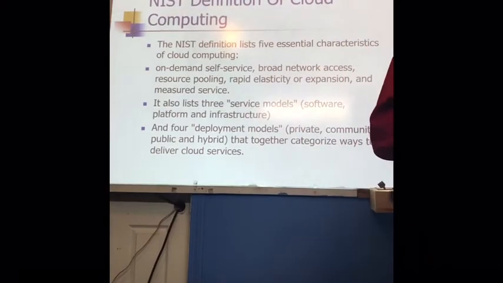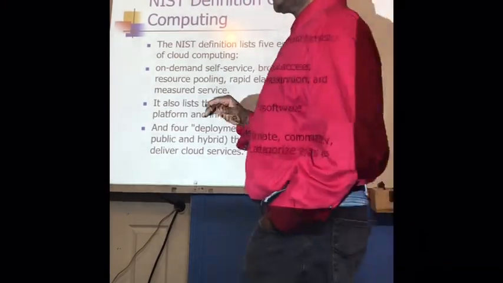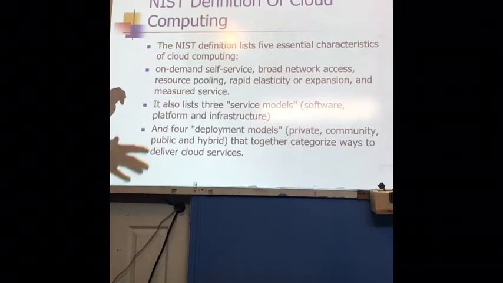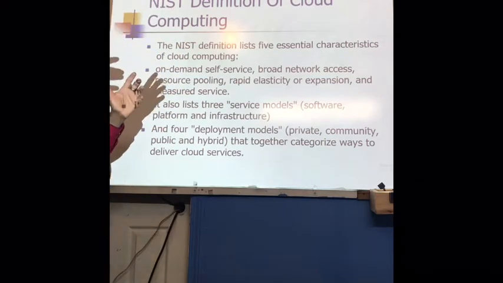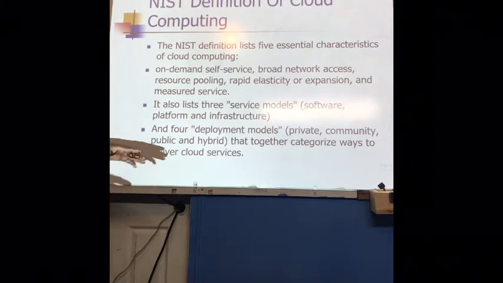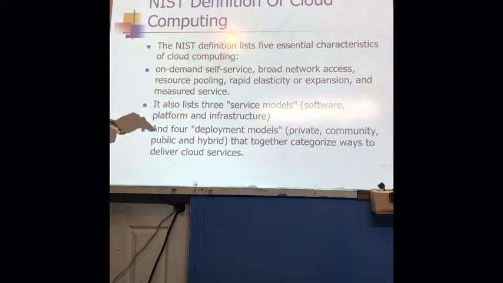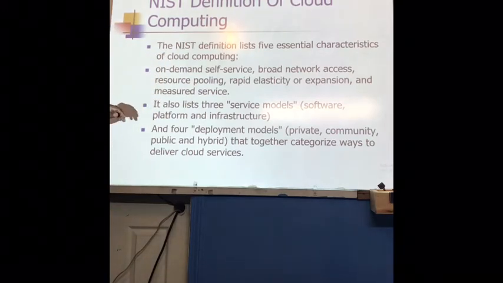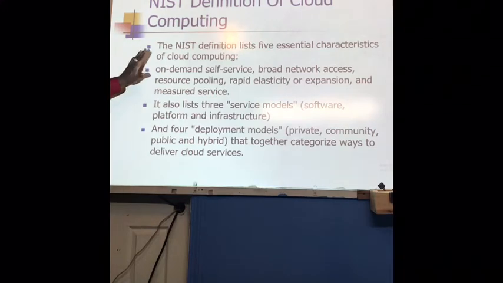There are so many types of cloud because everybody is now doing online business, and they say we are in the cloud business. For that reason, the government said these are the characteristics you're going to look at to make sure you are dealing with cloud computing. So the NIST definition lists 5 essential characteristics of cloud computing: on-demand self-service, broad network access, resource pooling, rapid elasticity or expansion, and measured service. Those are the 5 characteristics.